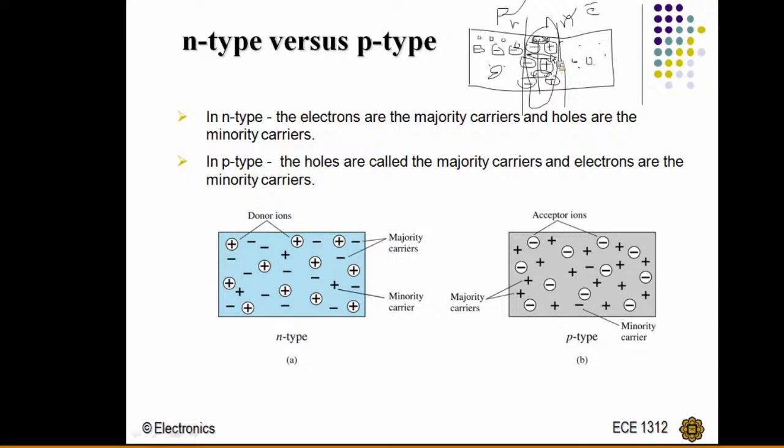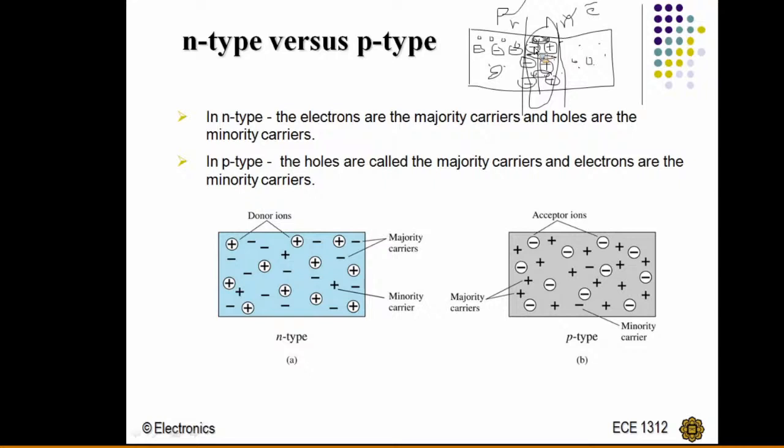Now what is present in this area? In this area only immobile ions are there. These ions are not movable. These are immovable ions. On the n side positive ions are there. On the p side negative ions are there. Now that is the next slide.